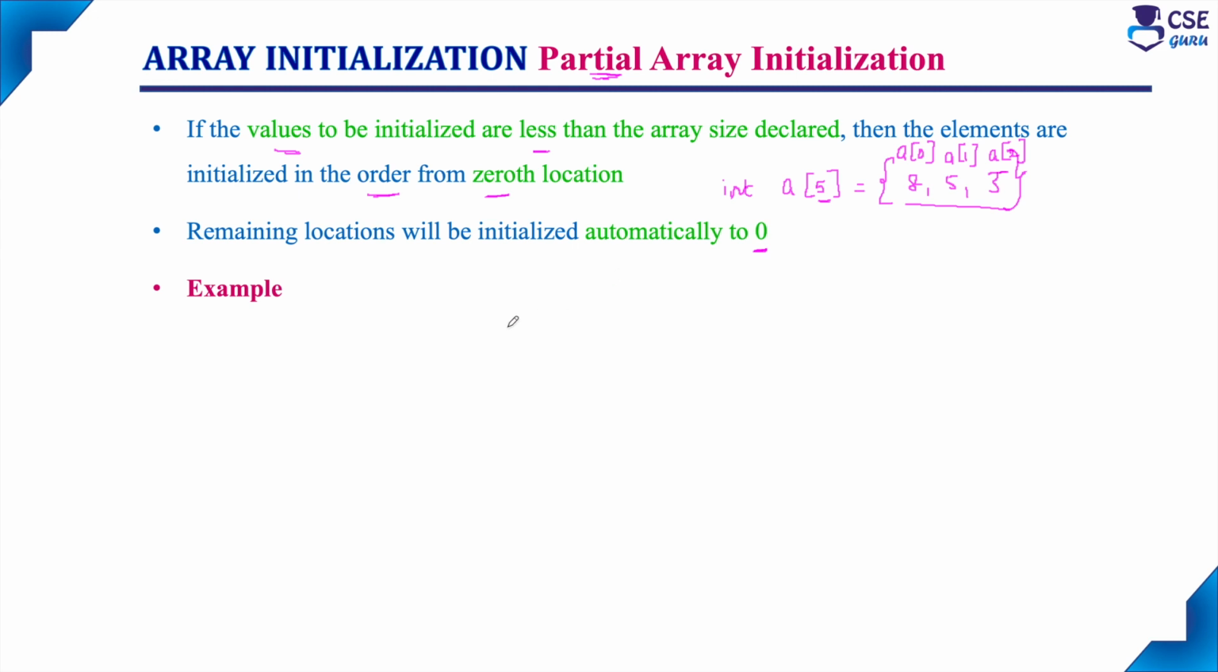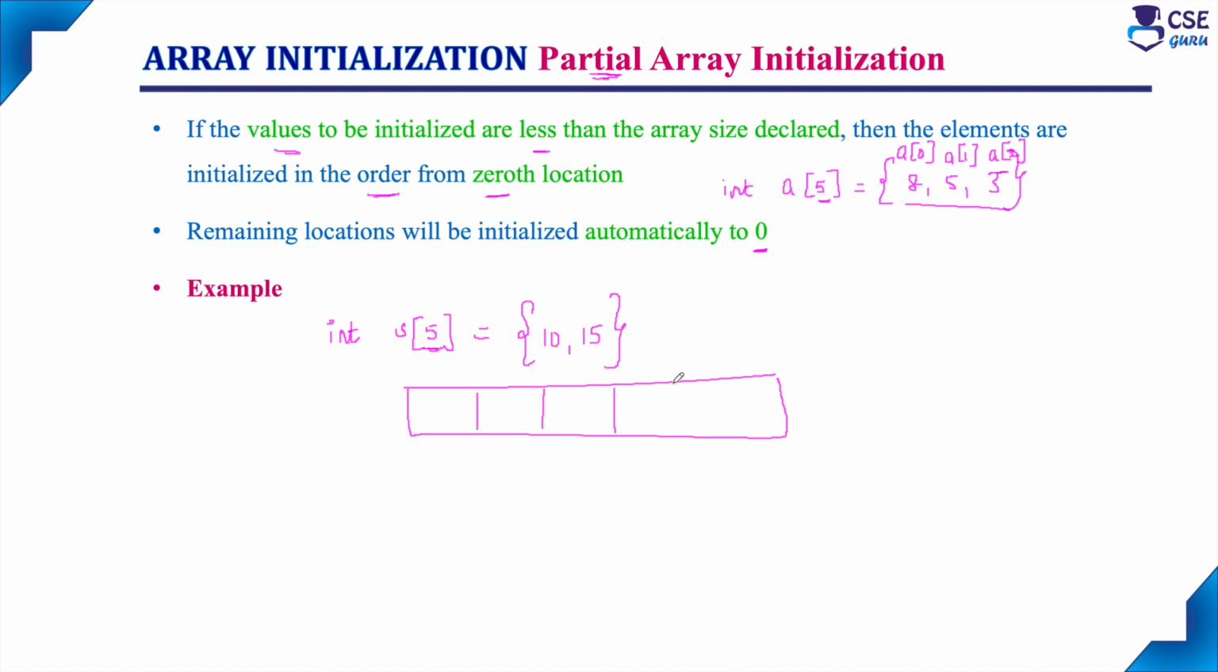For example, consider int s of 5, where we have initialized only 2 values. Then how will it allocate the 5 memory locations? Since we have declared the array as s of 5, totally 5 memory locations will be allocated, because declaration will reserve the memory space. Since it is an integer data type, each location takes 2 bytes. So totally 5 elements and 10 bytes of memory will be allocated for this array, wherever it is free.